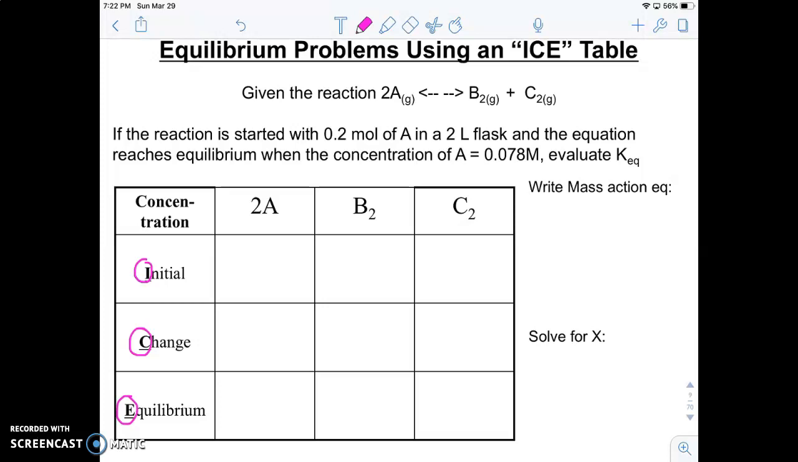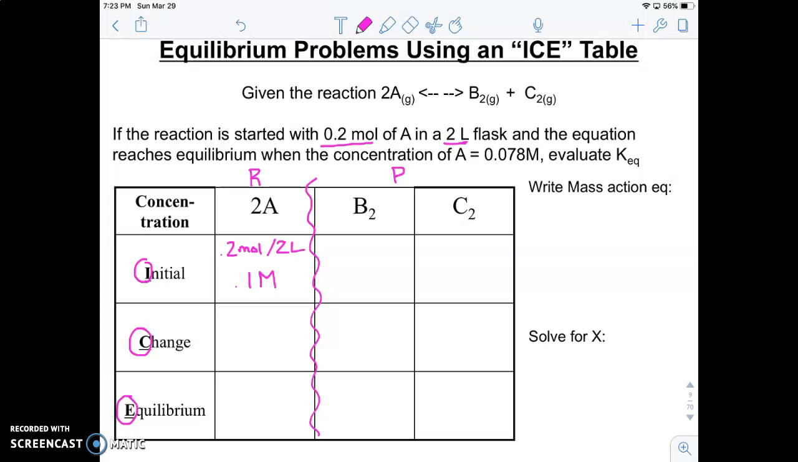tables. So for this question, if I look at what I'm given, I have 0.2 moles of A in a 2-liter flask. So if I have 0.2 moles, and that's in a 2-liter flask, when I divide those two numbers, what am I solving for? I'm solving for molarity, which is concentration. So in a roundabout way, they gave me the concentration of the reactant. I'm going to just draw a line here to keep my reactant side and my product side separate.